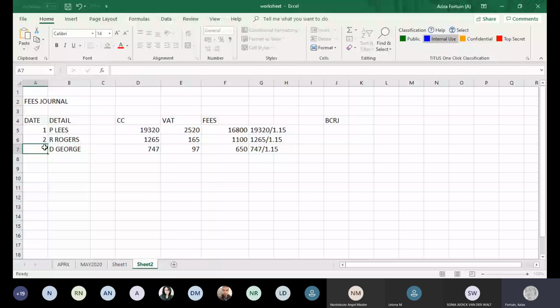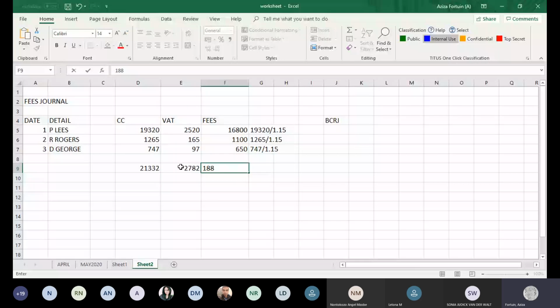Remember, I then tally them up. And if I tally my client control up, I'm going to get 21,332. I'm going to get under my VAT 2782. And here I'm going to get 18,850 Rand.